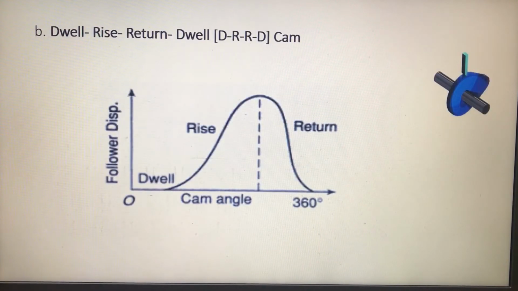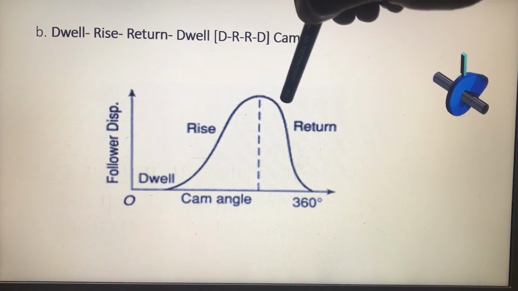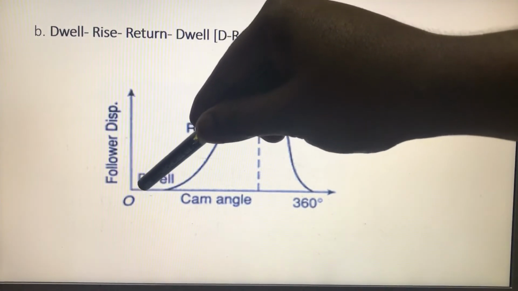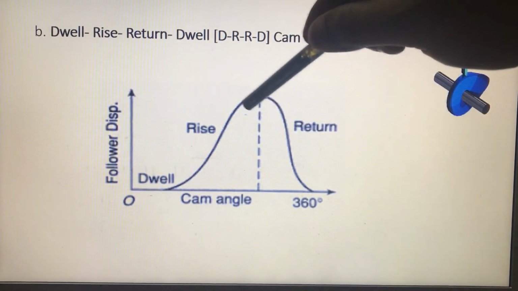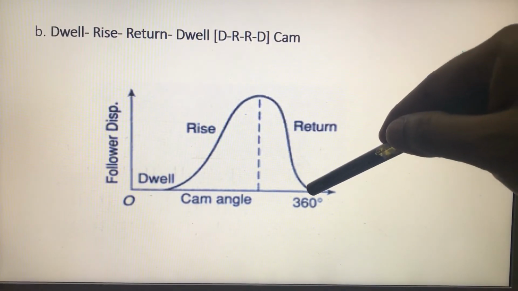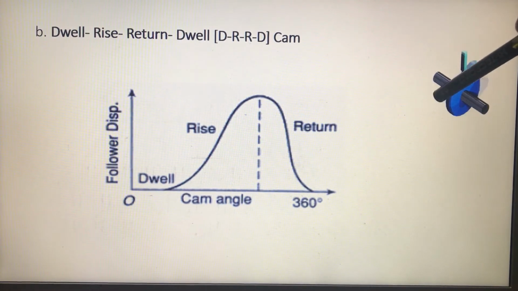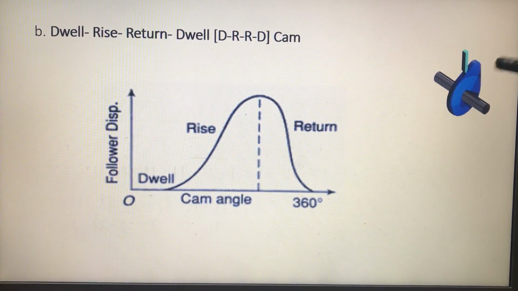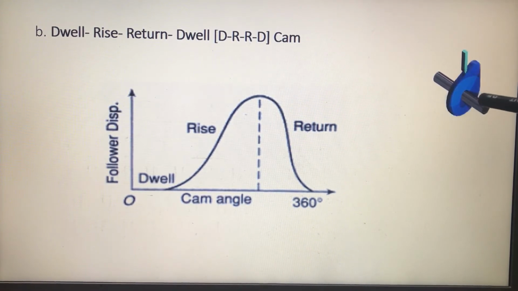The next one is dwell, rise, return, dwell, the D-R-R-D cam. Here there is no dwell period between rise and return. In the initial position it has dwell, it will rise, there is no dwell, suddenly it will return, dwell, again rise, no dwell, it will return, again dwell. So this is the best example: dwell, rise, return, dwell, dwell, rise, return, dwell.